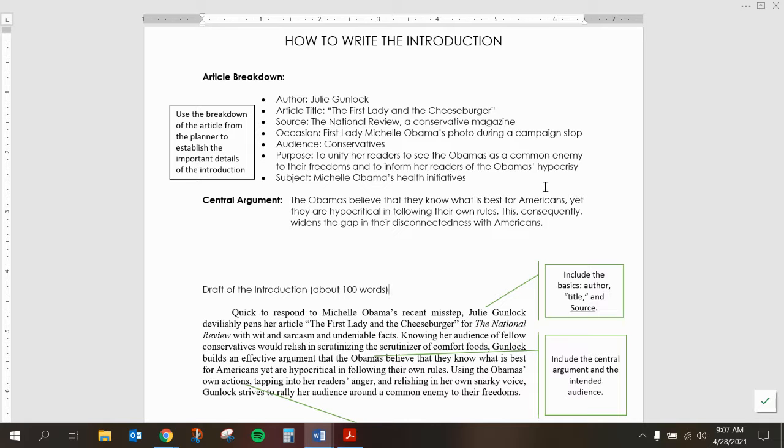I also am going to keep in the back of my mind the central argument, and I'm going to introduce that at some point in my introduction as well. So now when I write my introduction, I have to make sure I include the basics. I want to make sure I include the author, the title, and the source. I want to make sure I include this central argument, as well as make a reference to who the intended audience would be, because that's part of the rhetorical analysis, understanding why it works for that audience. And then lastly, I also want to make sure that I hint at how my essay is structured on logos, pathos, and ethos. So let me show you what my introduction looks like.